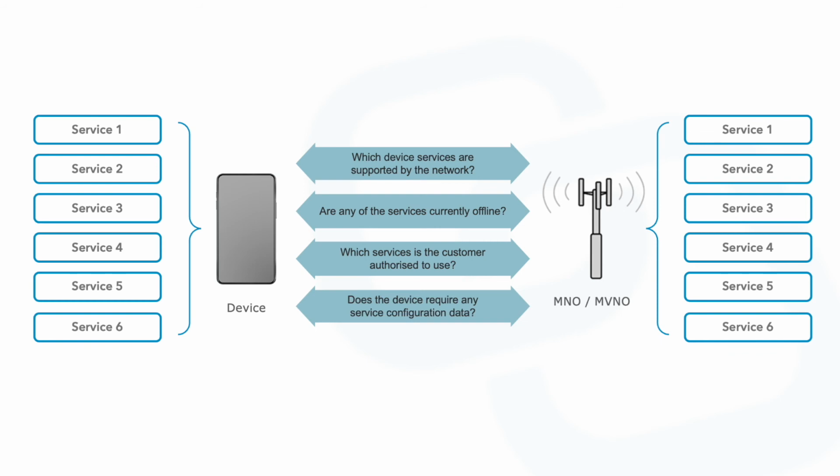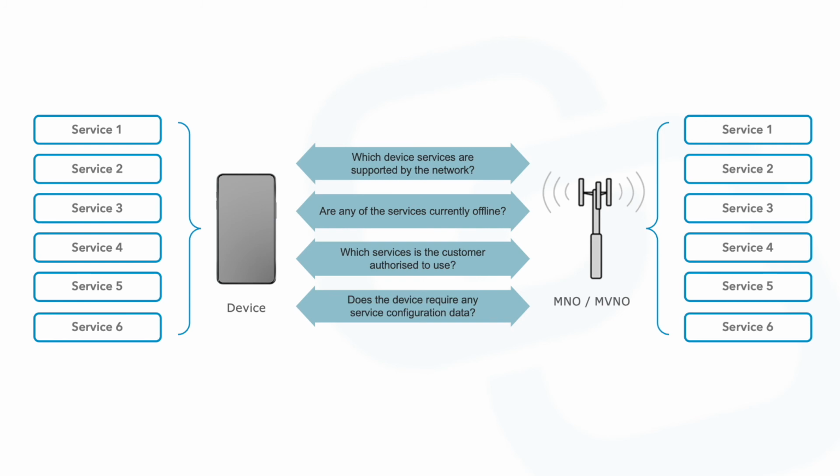The device therefore needs a mechanism to determine a number of things, including which of its own services are also supported by that particular mobile network. Are any of those services currently offline for any reason? Which services has the mobile network authorized the customer to use? And is there any specific configuration data required for any of those services to be loaded into the device? For some services, a dialogue with the customer via the device may also be required, for example to allow the customer to pay for and tailor those services.